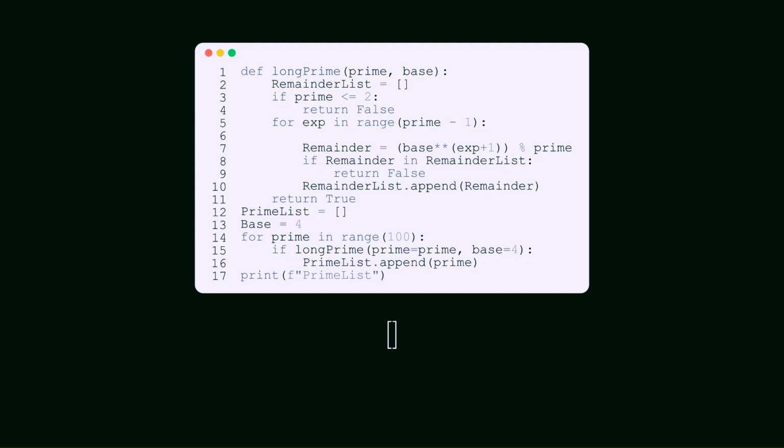Alright, it seems like base 4 has no long primes until 100. That's strange. Other bases had plenty of long primes. Why does 4 specifically have nothing? Well, luckily for 4, it isn't alone in this. Here are all the long primes in base 9, or in base 16, or in base 25. They're all empty. Base 4, 9, 16, 25, none of these bases have long primes, while every base around them seems to have some. Why them specifically?